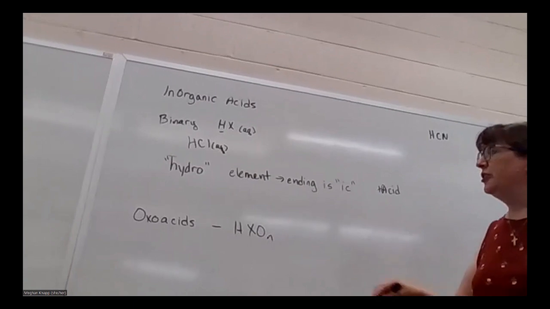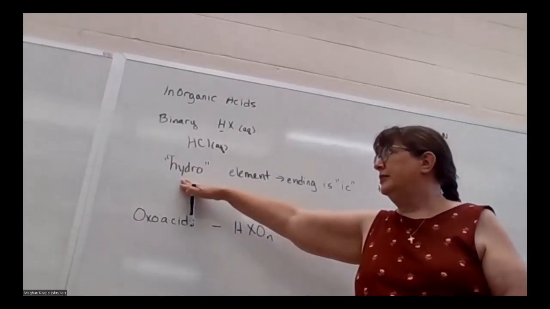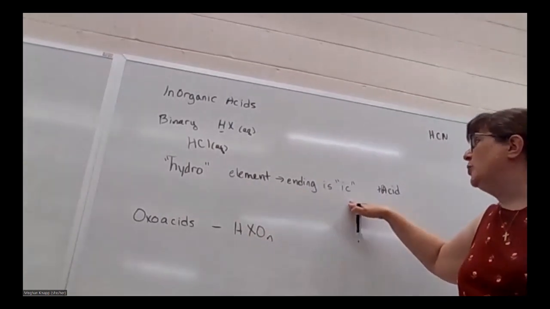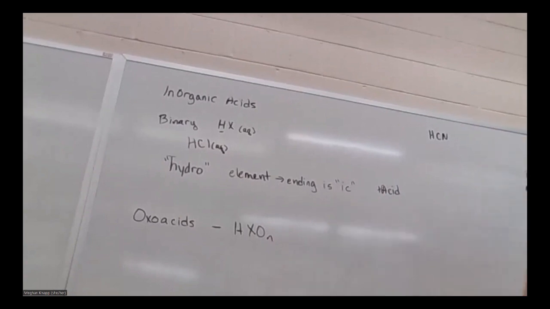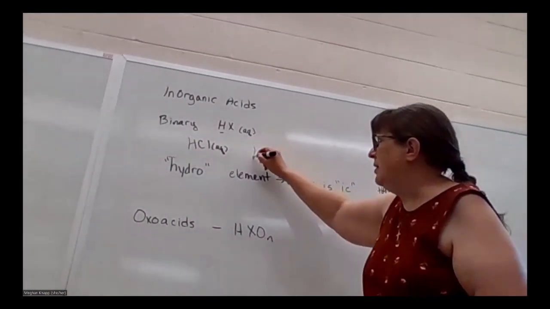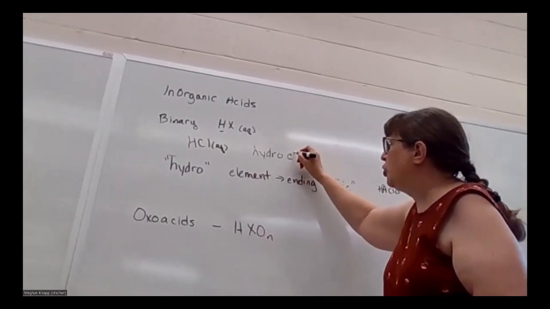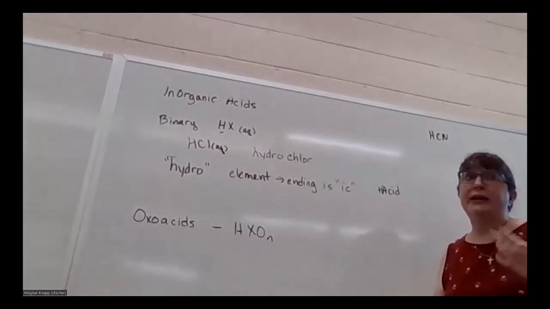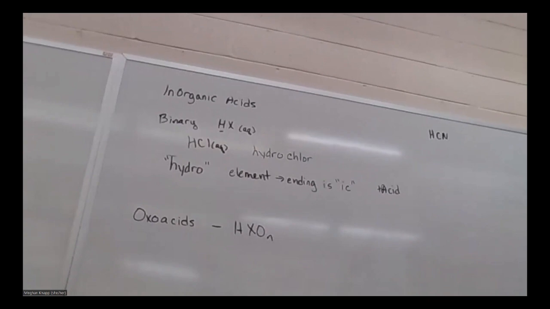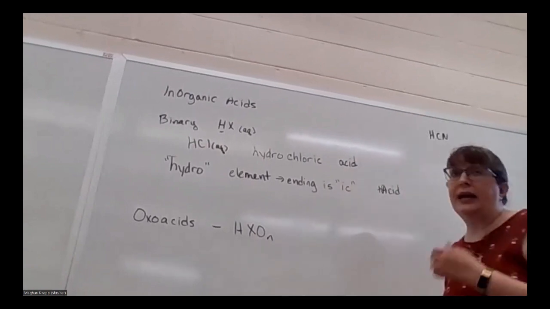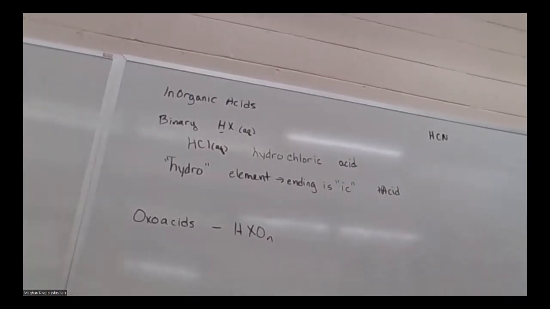So our basic rule here is we're going to put hydro at the front and then the name of the element, but instead of "ide," we're going to change the ending to "ic." And then we're going to add the word acid. So using this logic, HCl would be hydro, and then we have chlorine, so we would put chlor, but instead of chlorine or chloride, we would say chloric, and then tack on the word acid. Hydrochloric acid. Yes? Okay. All right, let's write stuff down.